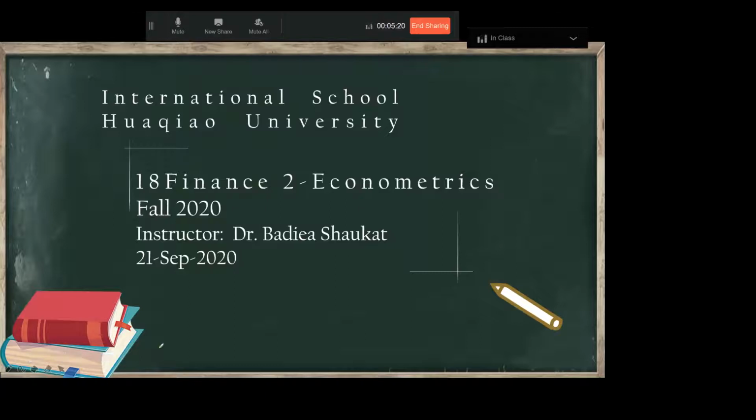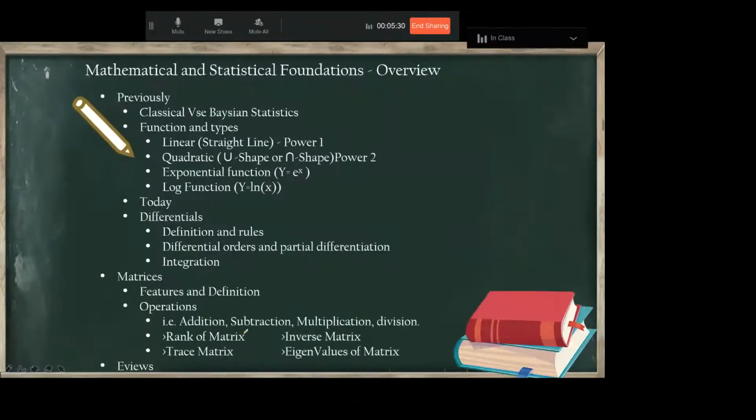So this is our lecture series 4. What we have done previously, we explored classical versus Bayesian statistics. What's the main difference between classical and Bayesian? It is the difference of information, that is, the use of historical information to identify the problem, which is the Bayesian case.